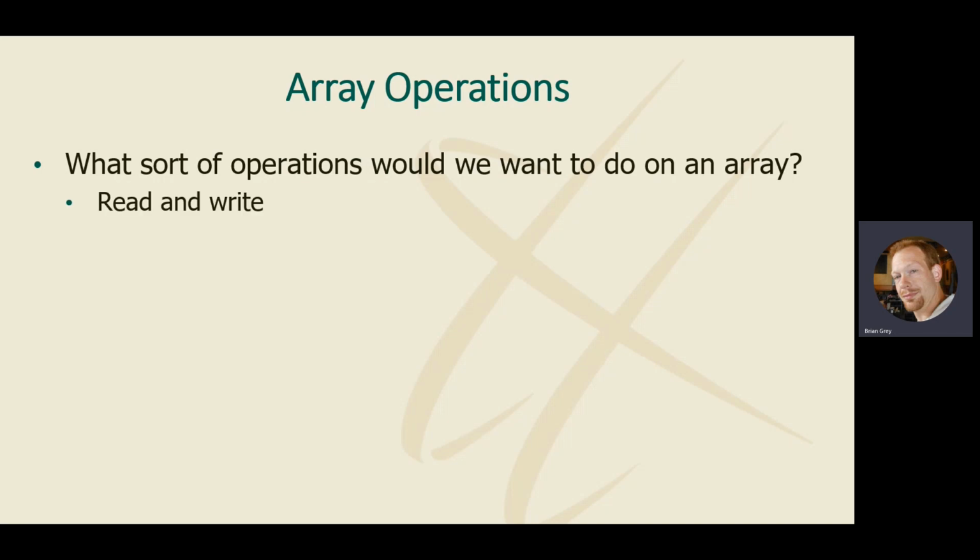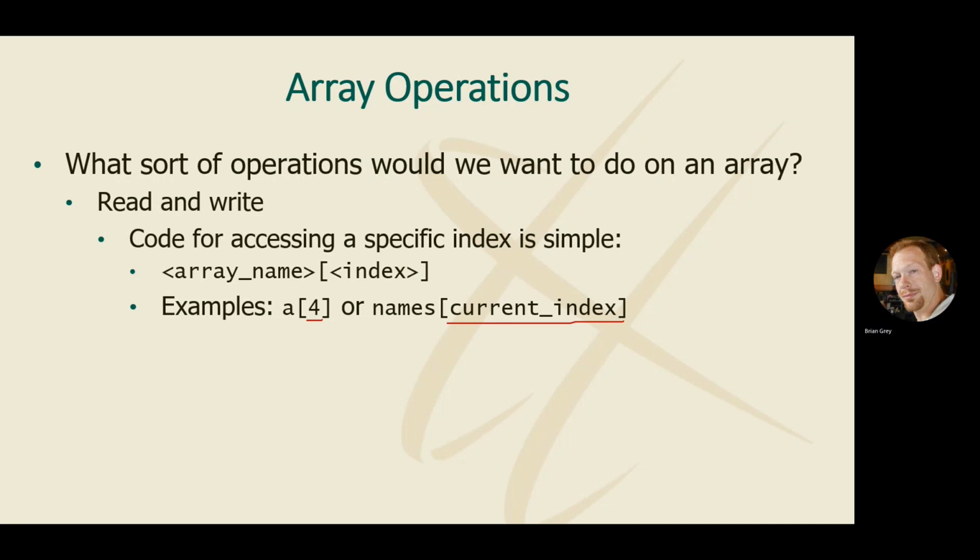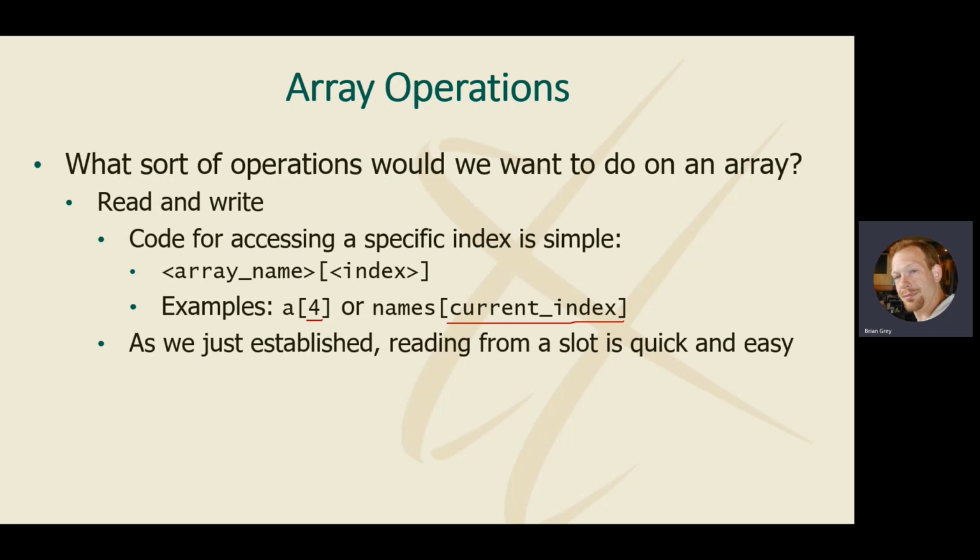Okay, so code for getting a slot from an array is super simple. We've been doing this for a while, right? Array name, index. So A of 4, or names of current index, right? It doesn't have to be an explicit literal. It can be a variable, an equation, a function, whatever. Okay. And we just established that reading from a given slot is real quick and easy.